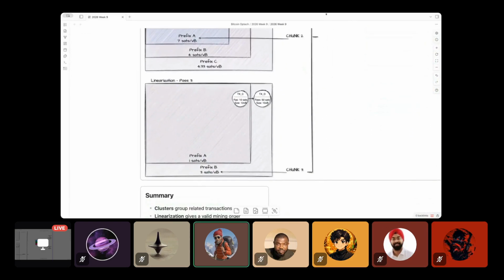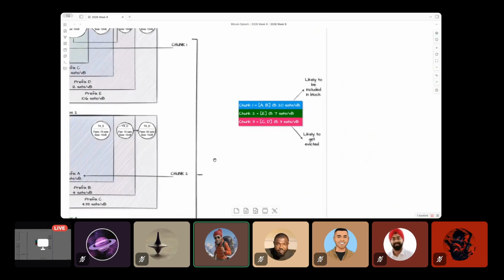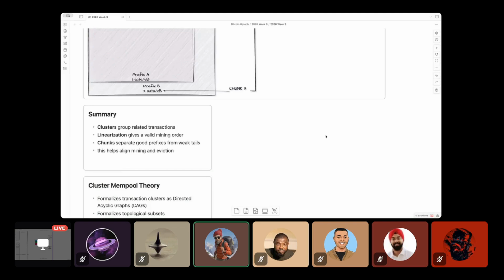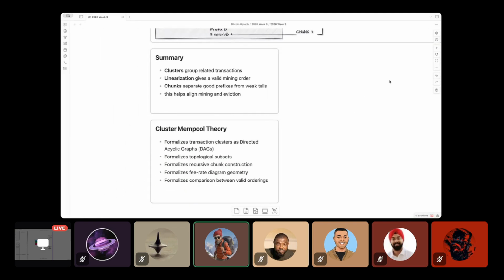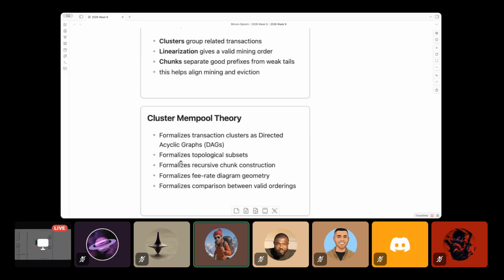So this is how the cluster mempool process works. Of course, this is a very simplified description for basic understanding's sake. If you go deep into it, there are a lot more abstract, math-heavy things involved. So, for example, how do you group transactions as clusters? You have to use directed acyclic graph math in it.